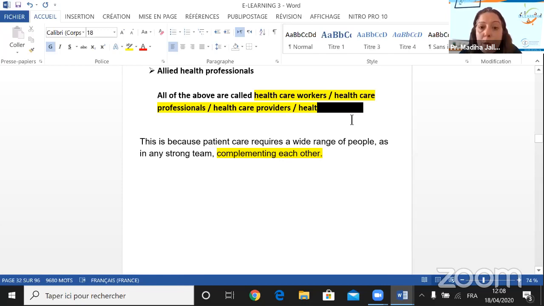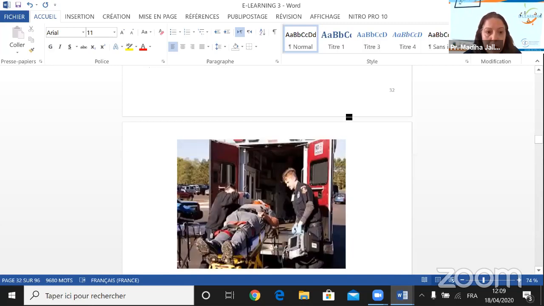So we call them healthcare workers or healthcare professionals or healthcare providers or healthcare givers. So our thanks for the healthcare workers. So we need all these people. This is because patient care requires a wide range of people, as any strong team, to complement one another, okay? So who are these people?